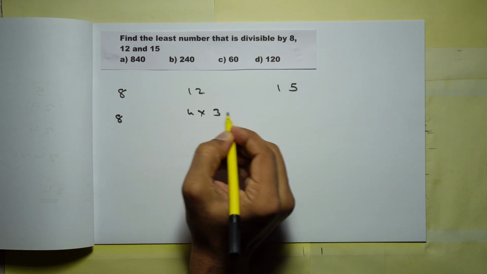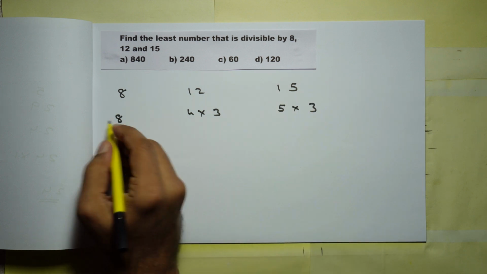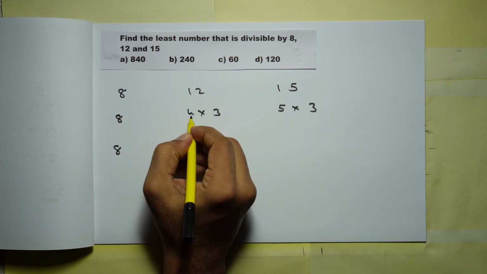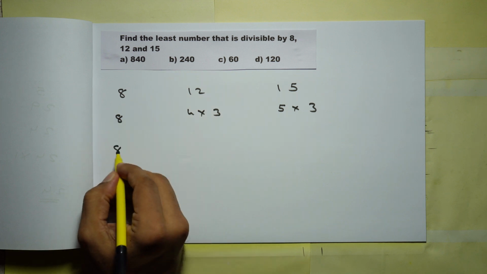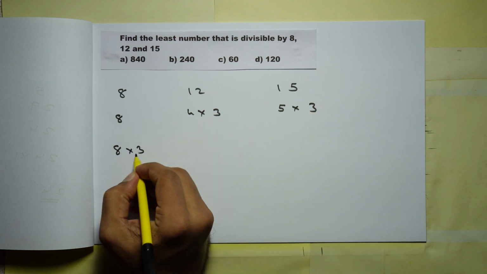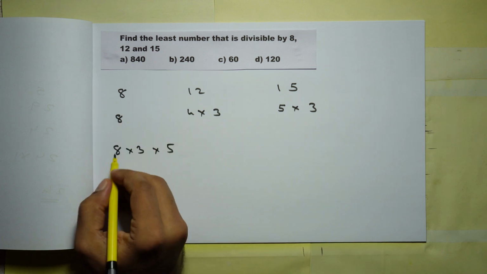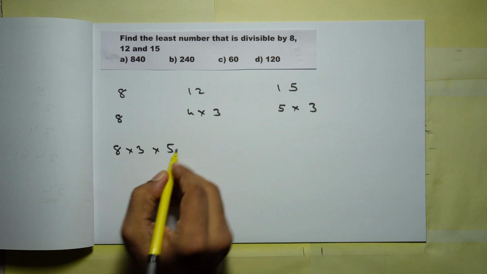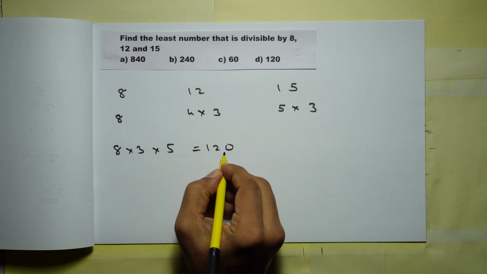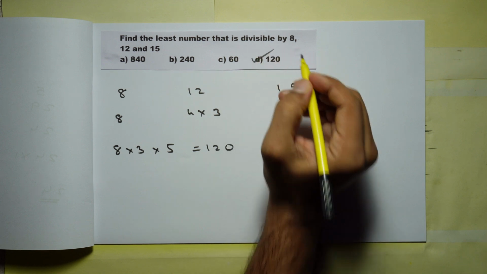12 is 4 into 3 and this is 5 into 3. So you must write down all the factors. All these factors should be included. So here there is 8. So 8 should be included. 4 need not be included because we already have the 8 here. 3 should be included. This 3 need not be included. We already have a 3. Then this 5 should also be included. So all these factors should be there. So you will get it as 8 into 3, 24. 24 into 5 gives you 120. So 120 is the smallest number which will be divisible by 8, 12 and 15. Hence option D, 120.